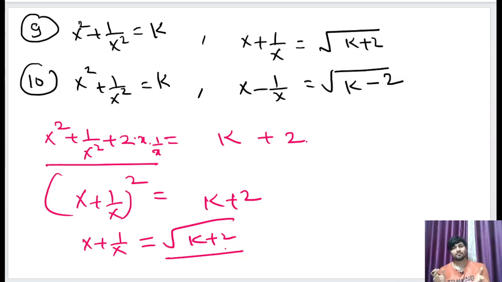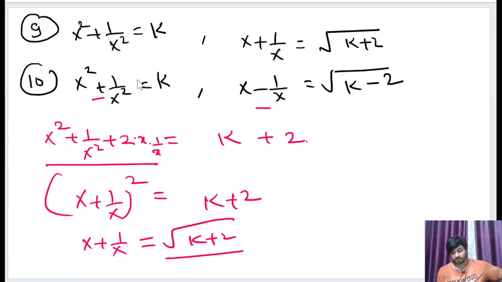In the same way, the second formula can also be deduced. Here it is plus, and here it is minus. When we subtract both sides, the formula will come as x minus 1 by x. But for that, I don't need the value of x square minus 1 by x square. Because in the formula, it is x square plus 1 by x square minus 2.